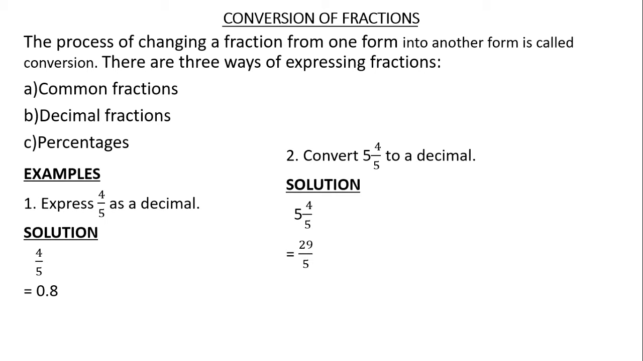Then we can change it into a decimal by dividing. 5 into 29 will give us a 5. Put a decimal point. If you multiply 5 times 5, you get 25. Subtract 25 from 29, you remain with a 4. Put a 0 after the 4. 5 into 40 will give us 8. So our answer will be 5.8.